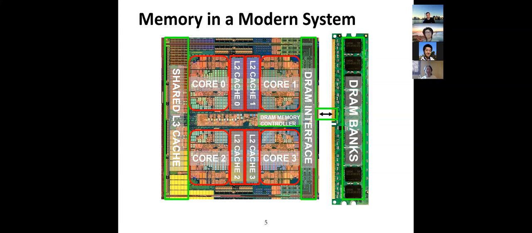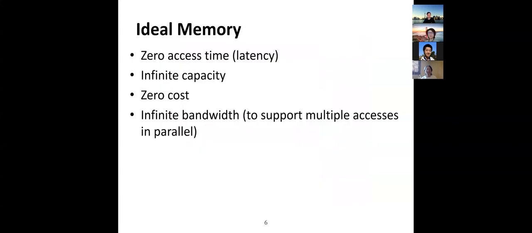Yeah. Okay. So why do we need to have cache? If we had an ideal memory, with zero access latency, infinite capacity, zero cost, and infinite bandwidth, there would be fundamentally no need for caches, right? But that ideal memory doesn't exist. The reason it doesn't happen, even approximately, is because those requirements oppose each other.